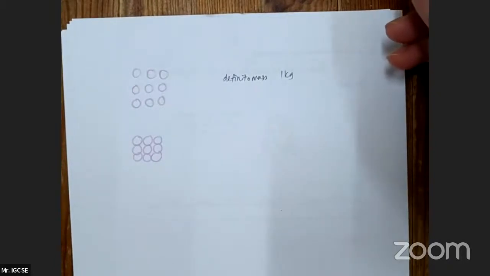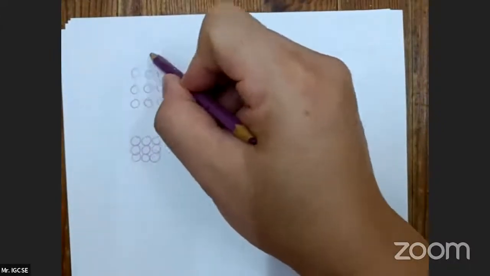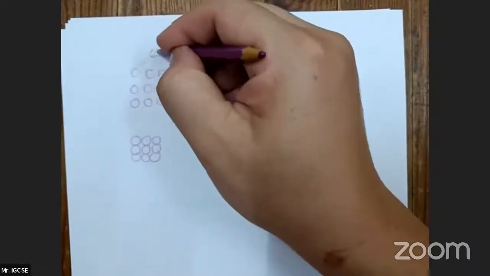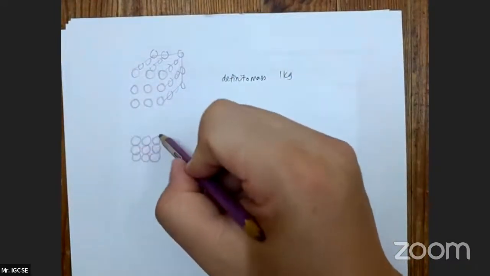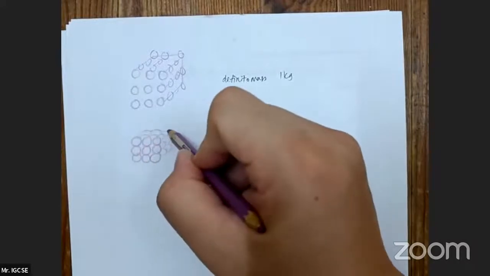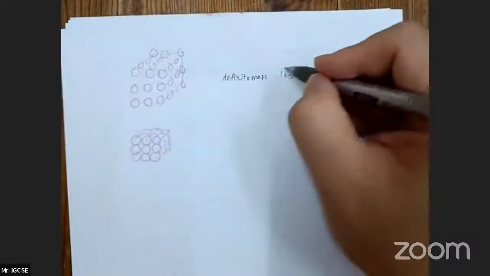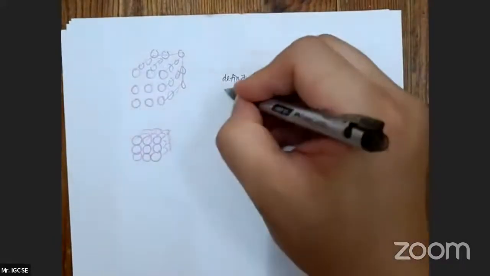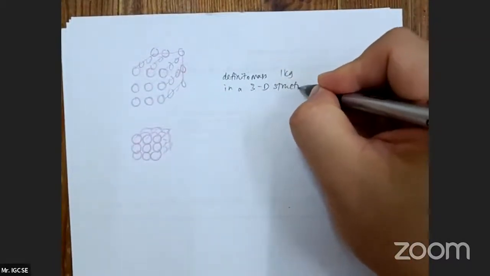Secondly, this is not only in this way, but actually this is x, this is y, and then we have the solid one. So actually it should be like a solid. Can you see? This is a solid. So we call this a definite mass in a 3D structure. 3D means three dimensions.